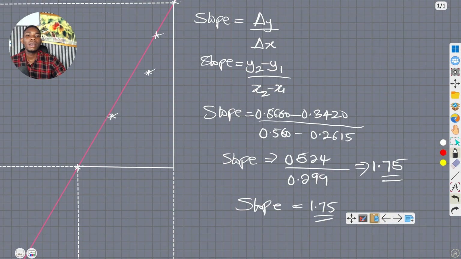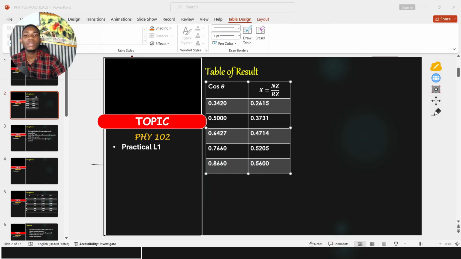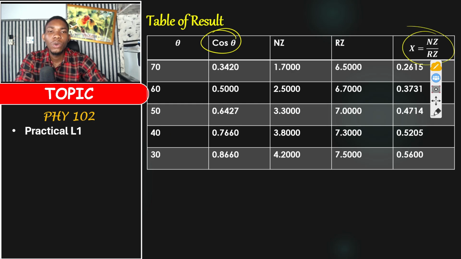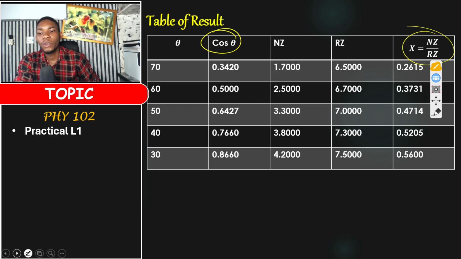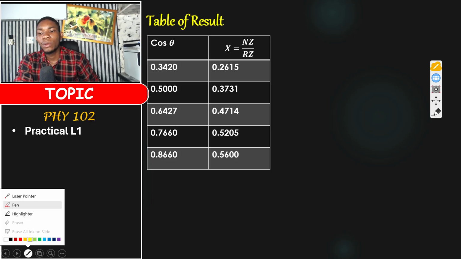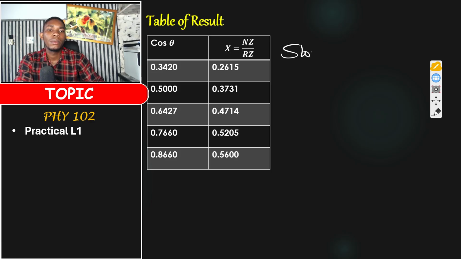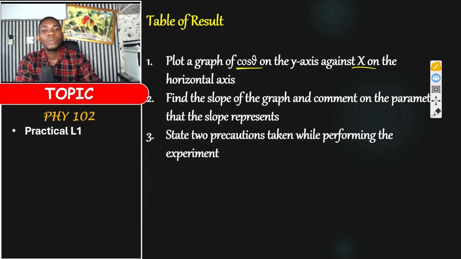Is that okay? Exactly. So we take our slope as 1.75, come back here and then do your other calculations. All right, so our slope is from the one we just calculated. The slope, very simple, is 1.75. All right, let us now answer the rest of the questions that follow. We've plotted a graph of cos theta on the y-axis against x on the horizontal axis. Now the next one is: find the slope of the graph and comment on the parameter that the slope represents.